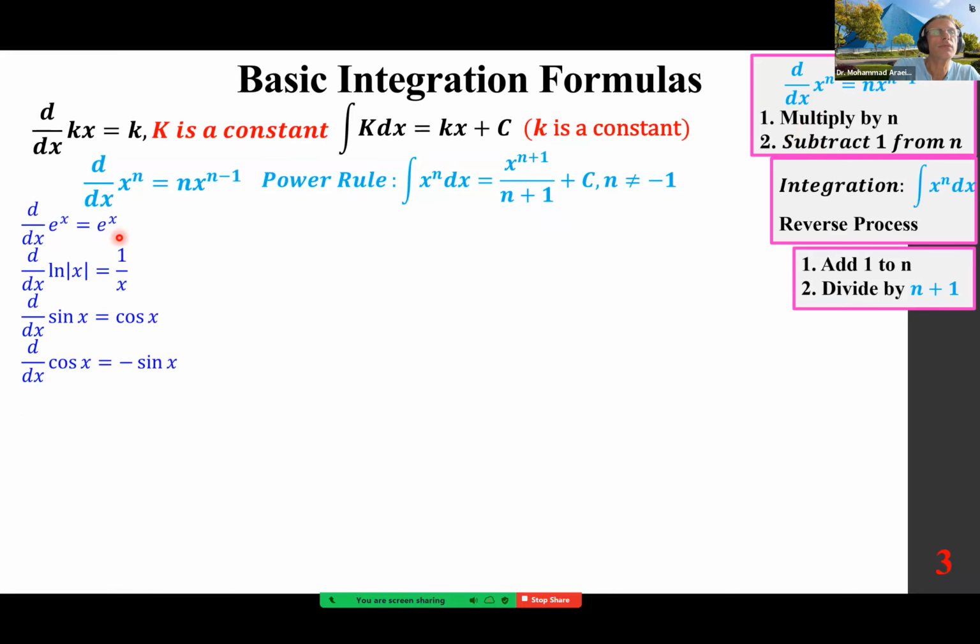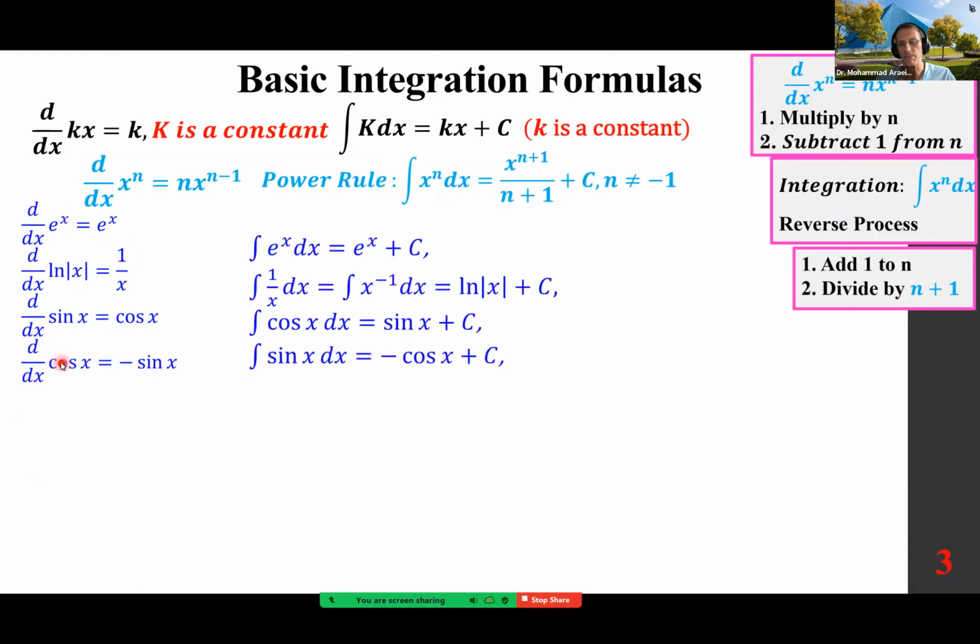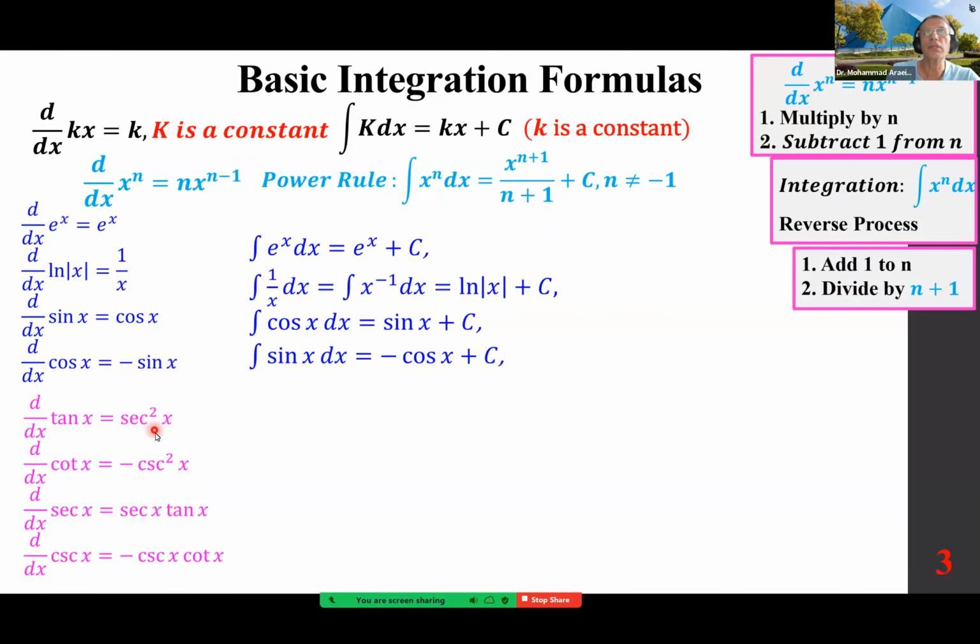The derivative of e to the power of x is e to the power of x. So the integral of e to the power of x is e to the power of x. The derivative of ln x is 1 over x. The integral of 1 over x is ln x. The integral of cosine is sine x. The integral of sine is minus cosine x. All of them have a constant, everybody. The derivative of tangent is secant squared. So the integral of secant squared must be tan x. The integral of cosecant squared must be minus cotangent x, and the rest of them, and all of them have a constant.